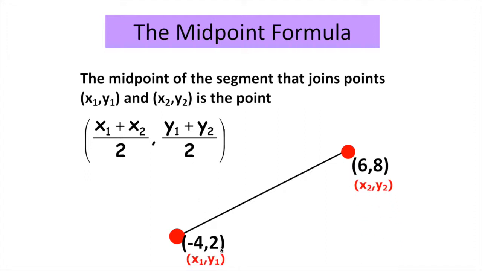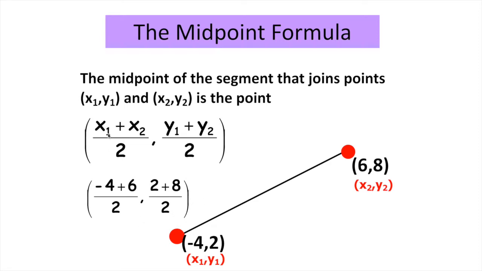This one is x1, y1. This one is x2, y2. If you wanted to, you could label this one x2, y2, and this one up here could be x1, y1. It really doesn't matter, so long as if this one is a 2, this one here has to be a 2 as well. Now we're just going to plug it into our formula here.